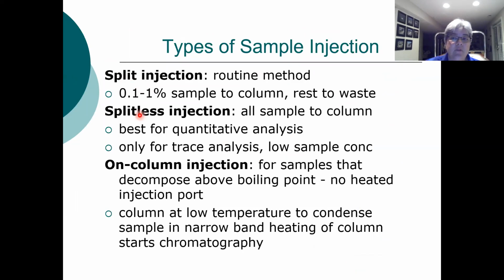If you actually have all the sample go to the column, that's called splitless. And then once in a while, you have a sample that when you put it in the injector and it gets heated, that you ruin the sample. It's very sensitive to heat. So it is actually possible to inject the sample directly on the column. That's called on-column injection. And then you just start heating the column directly. Okay, so some different types of sample injection.